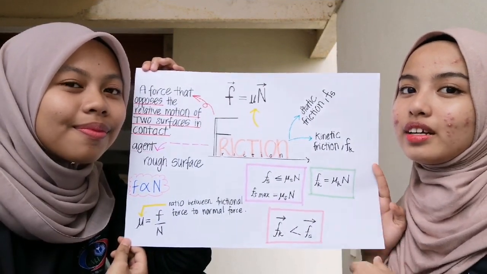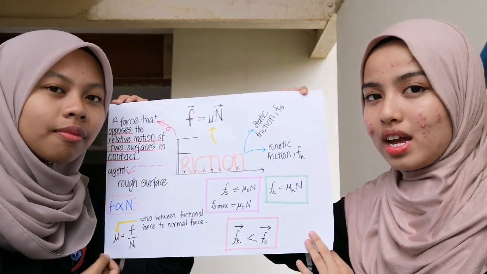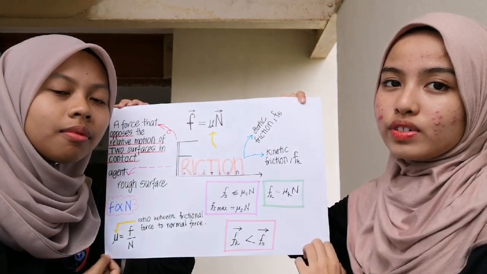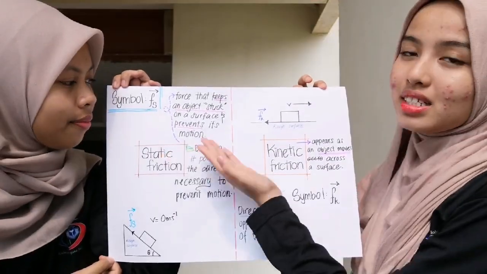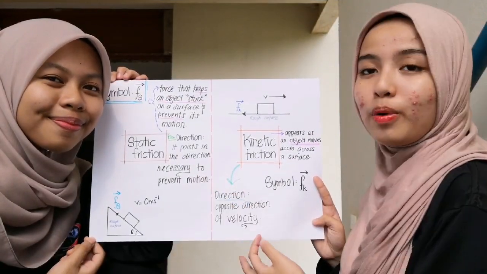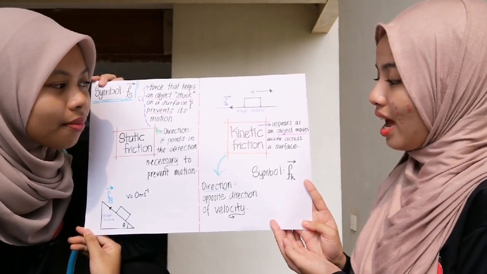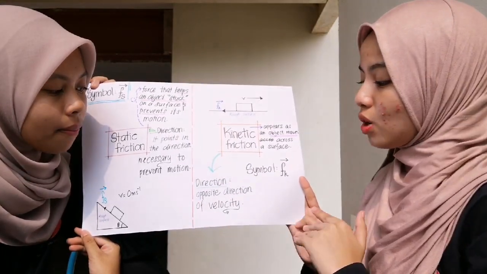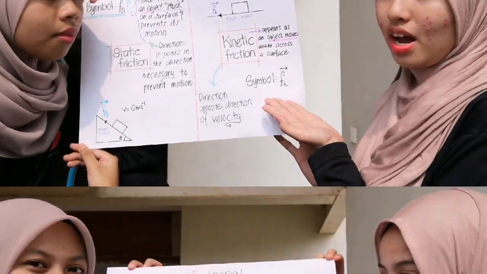Friction is the force that opposes the relative motion of two surfaces in contact. It is F equals mu N, where F is the friction, mu is the coefficient of friction, and N is the normal force. It is defined as the force that keeps an object stuck on the surface and prevents its motion. Static friction points in the direction necessary to prevent motion. Kinetic friction appears as an object moves across a surface. Its direction is always opposite the direction of velocity. The symbol of kinetic friction is Fk.